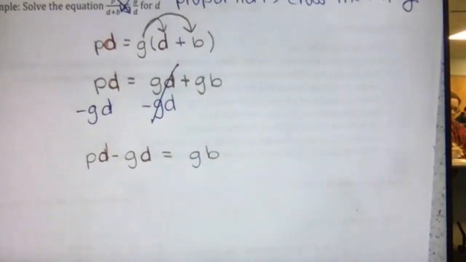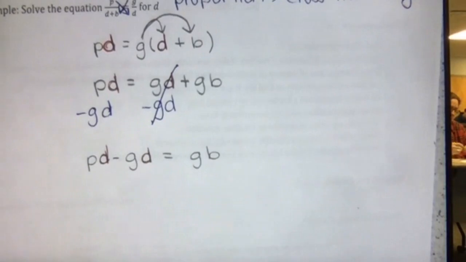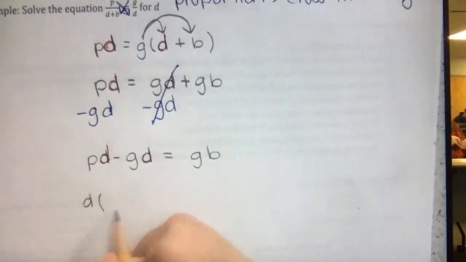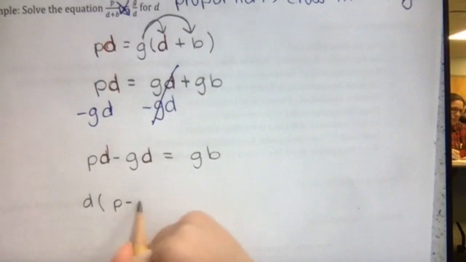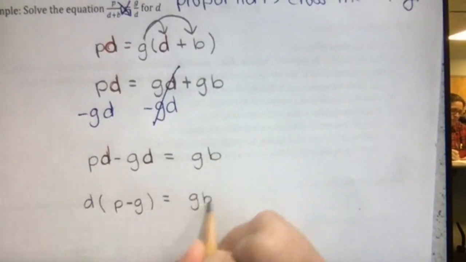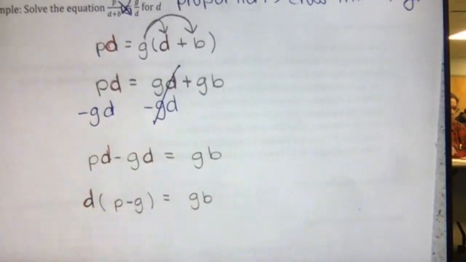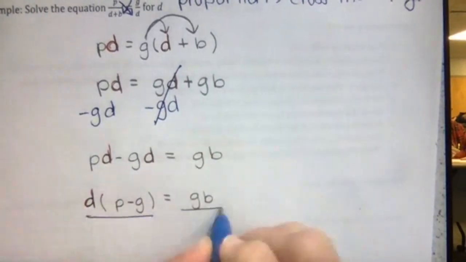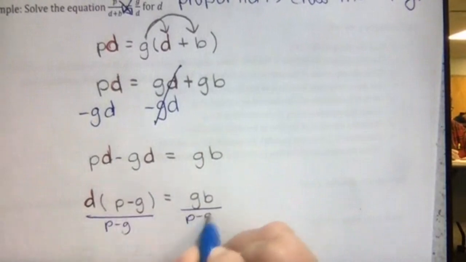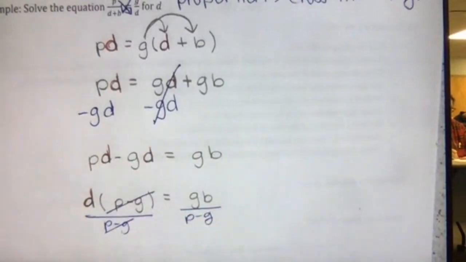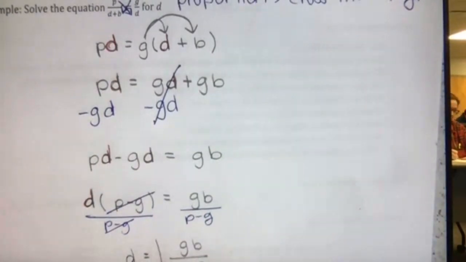So kind of like GCF, they both have D in common. Let's factor it out. So we take out our D, what's left over? P minus G, thank you, equals GB. So we are slowly getting D by itself. What's our last step in order to get D completely by itself? Divide both sides by P minus G. That way those cancel. So we're left with D equals GB all over P minus G.